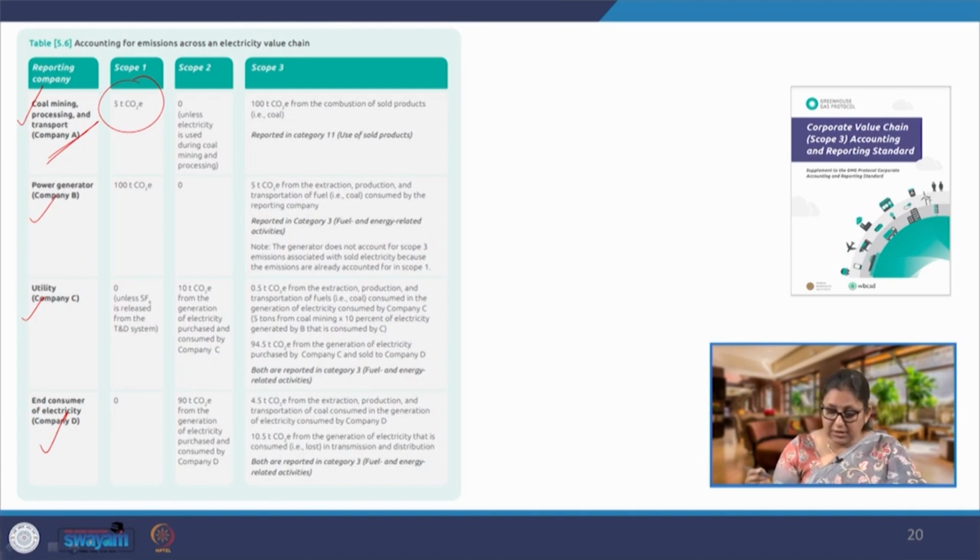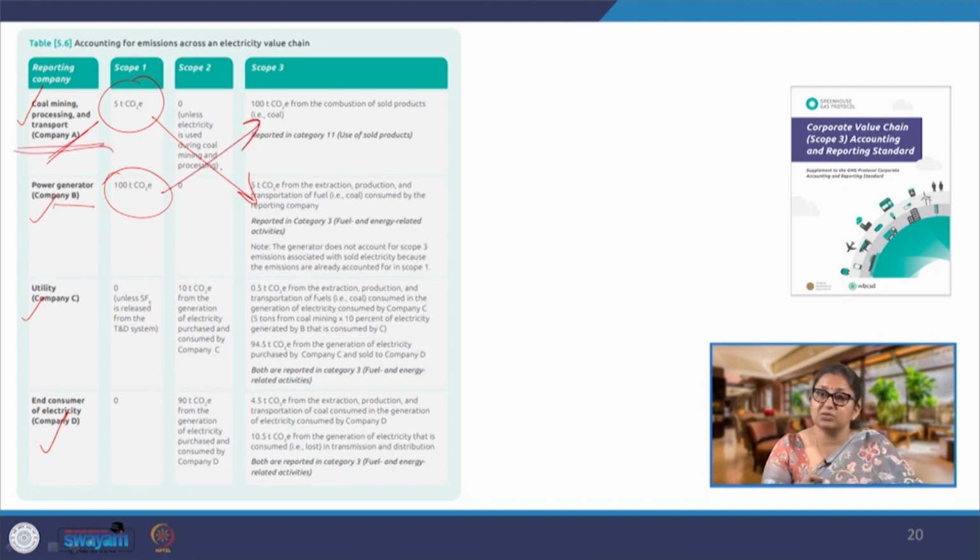For a power generator company, company B, which is generating power in a thermal power plant, the 100 tons of carbon dioxide that is going to be released is actually scope 1, and for them the 5 tons will become scope 3, because it is the upstream activity that is going to happen. So, that 5 ton is going as scope 3, and for the next company this 100 ton is going as scope 3 activity.